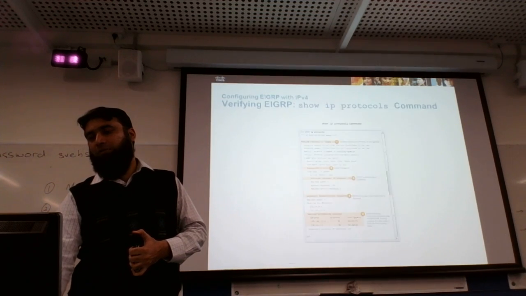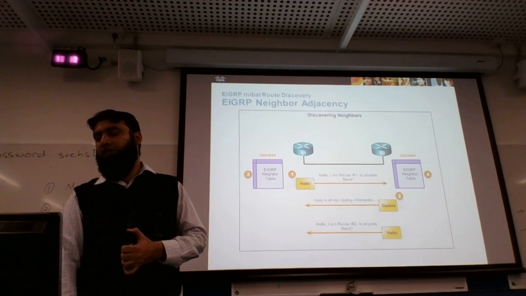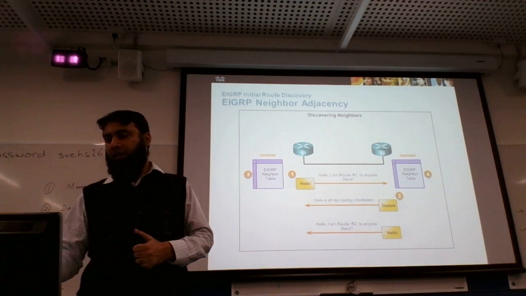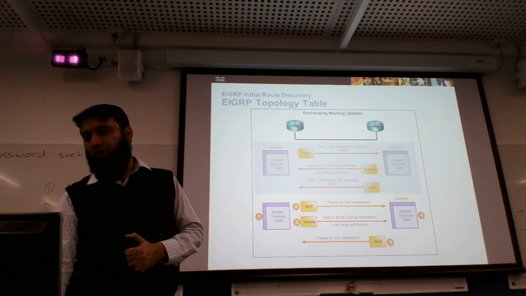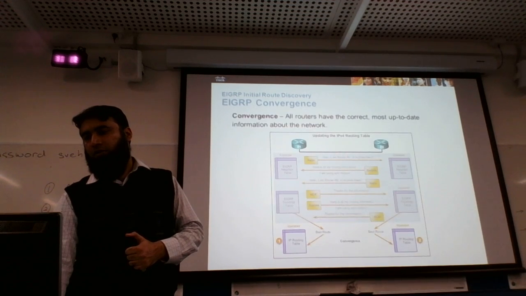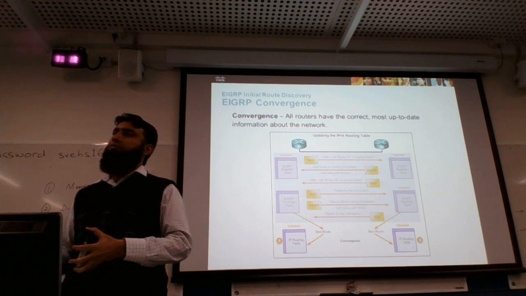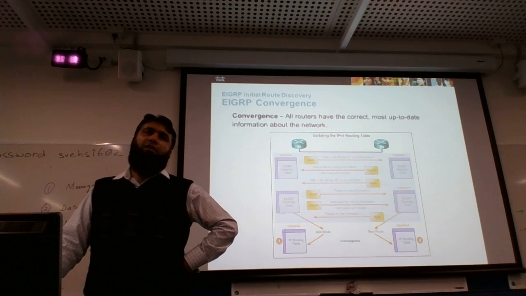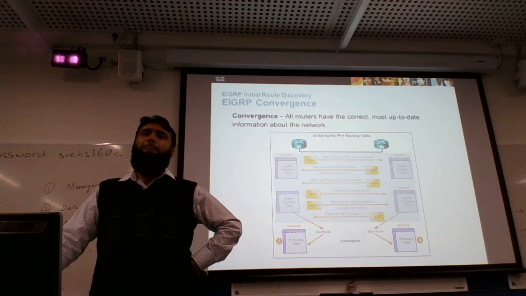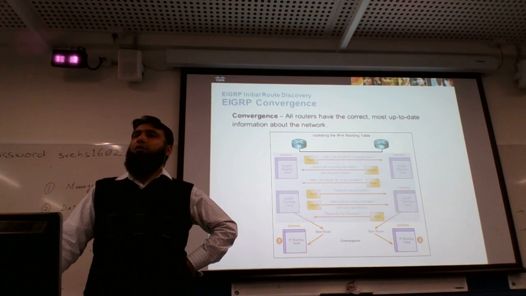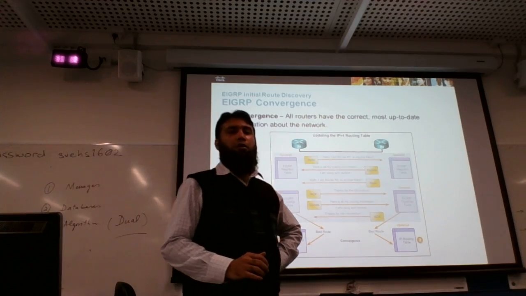So any question up to this point? The configuration, how we configure it, and how router discovery, the topology table and the routing table are made by the EIGRP process, the main process of EIGRP. Any question about that? No? Okay.